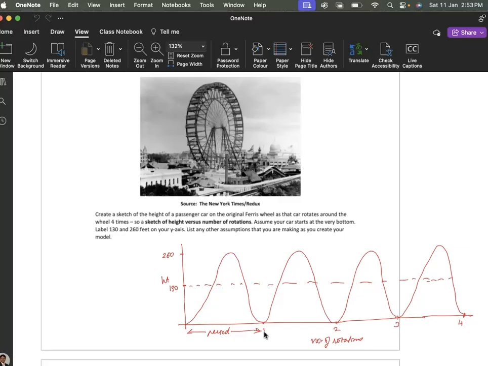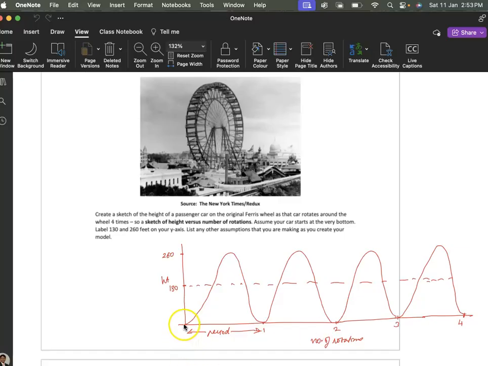What if you put 9, 18? Then instead of number of rotations, you have to put time. Because they're asking for the number of rotations here, a sketch of the height versus the number of rotations, I can call them 1, 2, 3, 4. If they say time, then you use 9, 18 and so on.